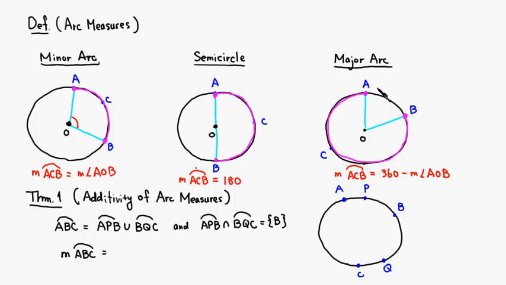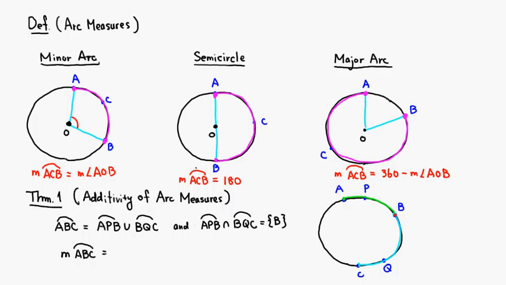If you have a big arc ABC, which can be split into two arcs, here APB and the other one BQC, where the union creates the larger arc ABC, and the intersection is only one point, B. B is the only intersection point, right?